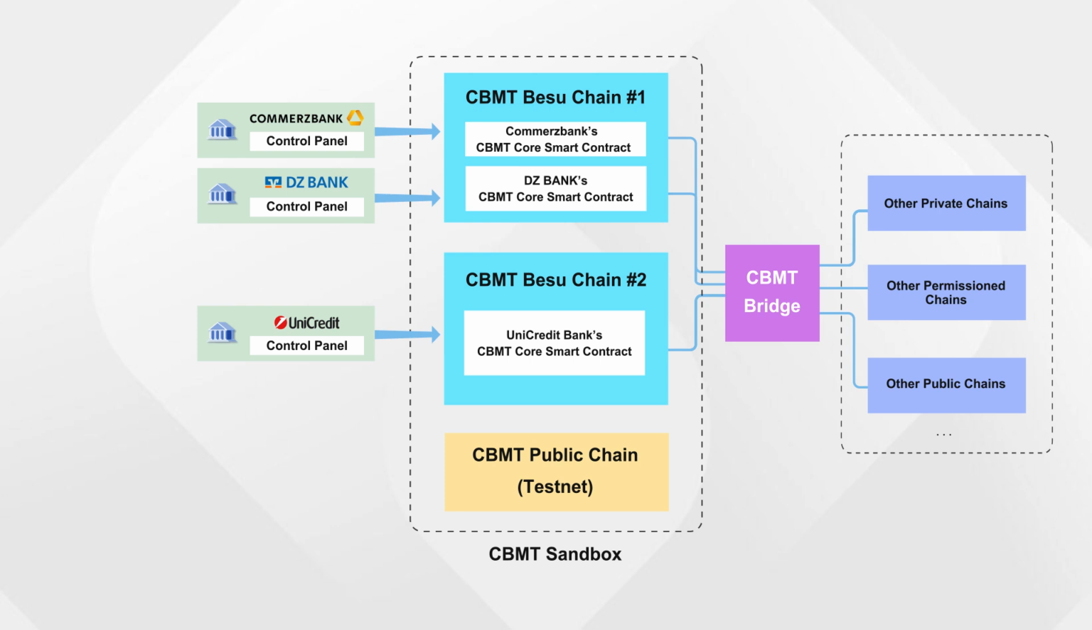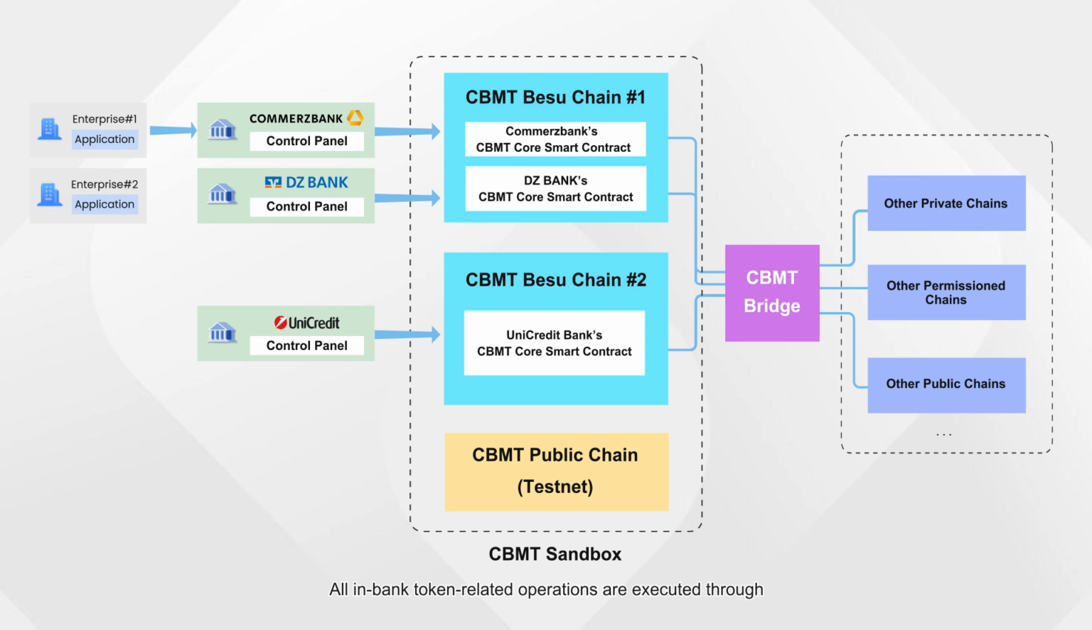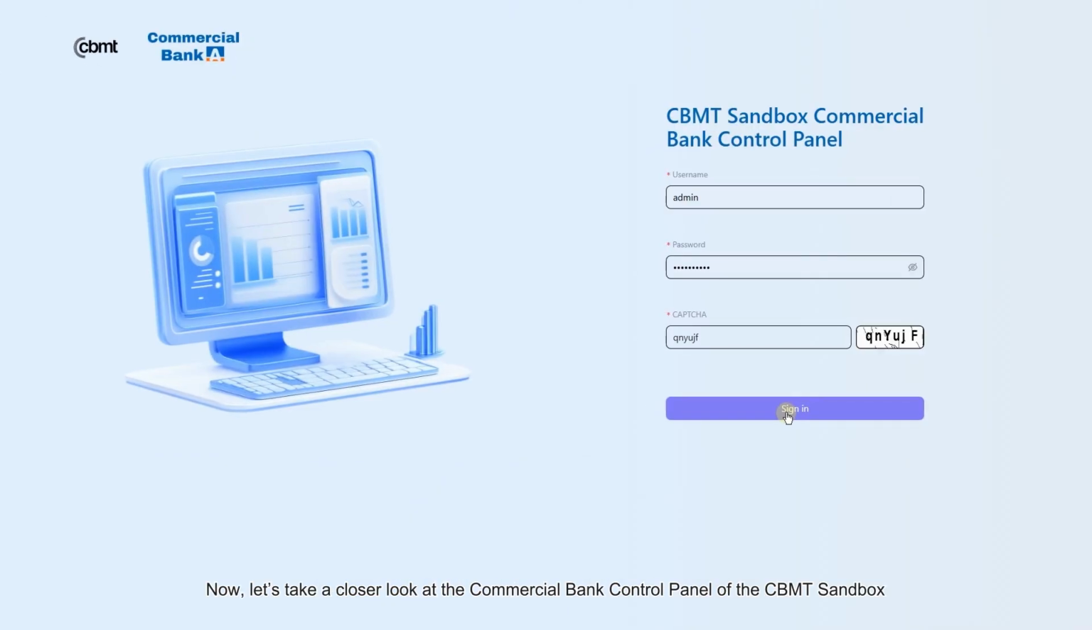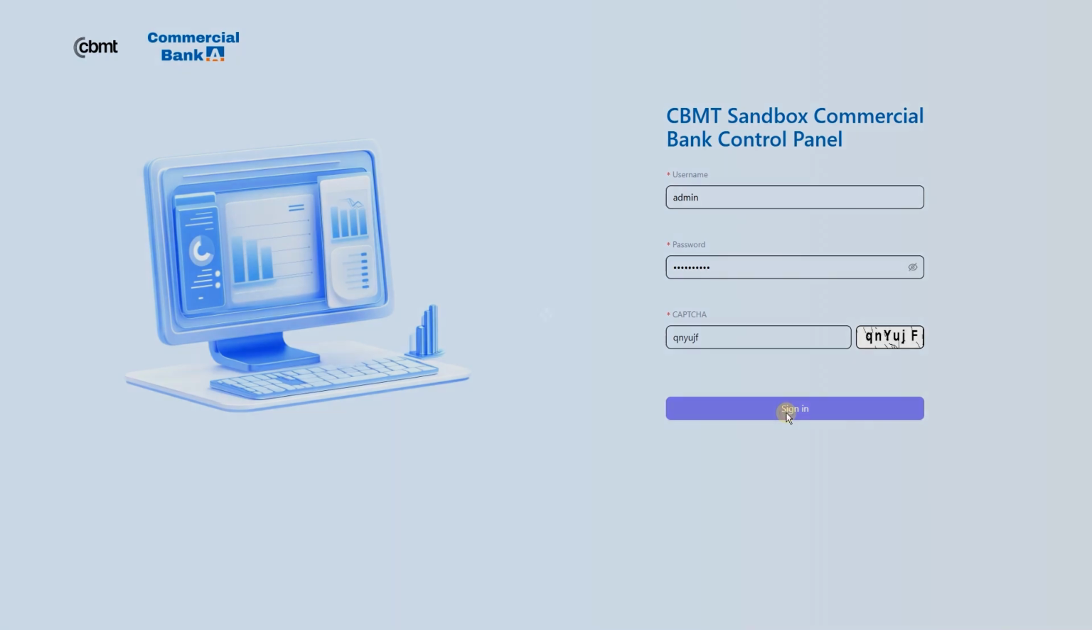and cross-bank, cross-chain settlements. All in-bank token-related operations are executed through each bank's control panel, where banks manage tokens, wallets, settlements, and their enterprise customers, who can transact with one another across different banks and blockchain networks, regardless of where their enterprise accounts are hosted. Now, let's take a closer look at the commercial bank control panel of the CBMT Sandbox.